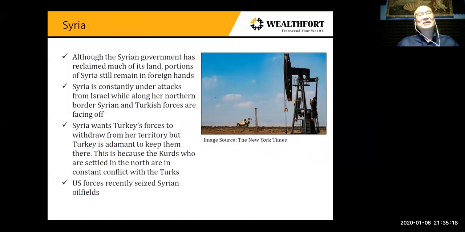Now, in terms of Syria, although the Syrian government has reclaimed much of its land, portions of Syria still remain in foreign hands. Syria is constantly under attack from Israel. Along her northern border, Syrian and Turkish forces are facing off. Syria wants Turkish forces to withdraw from a territory, but Turkey is adamant to keep them there. This is because the Kurds who are settled in the north are in constant conflict with the Turks. US forces recently seized Syrian oil fields.